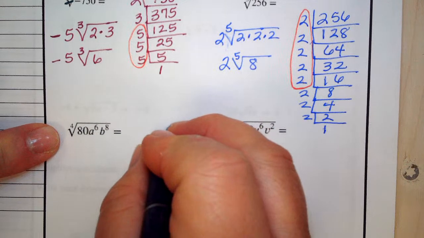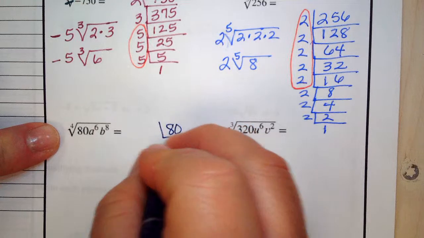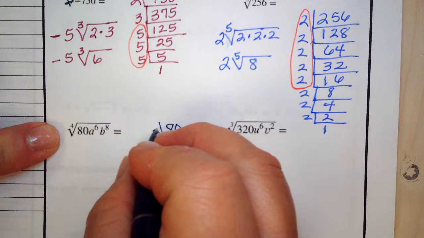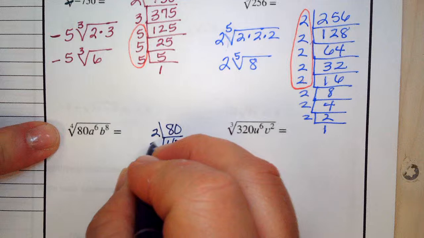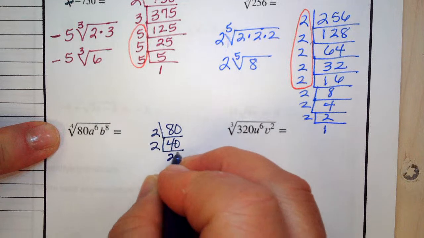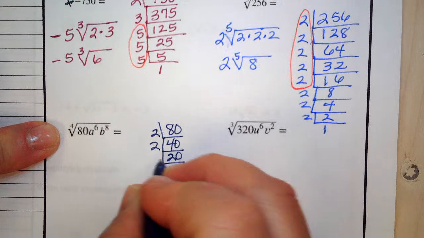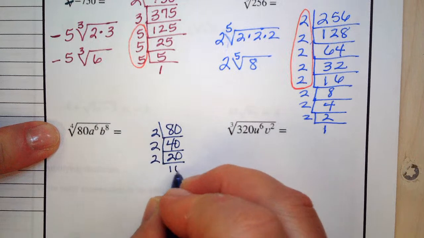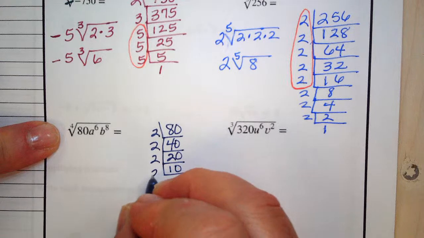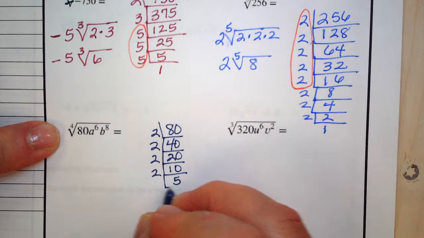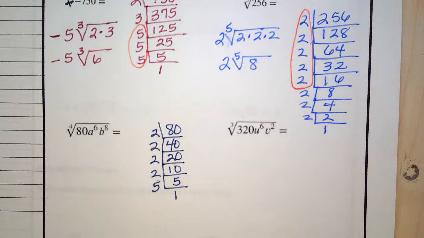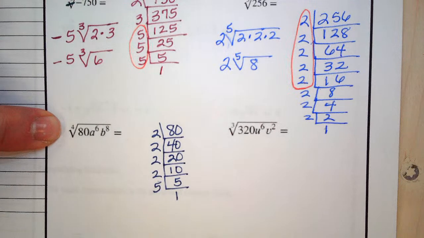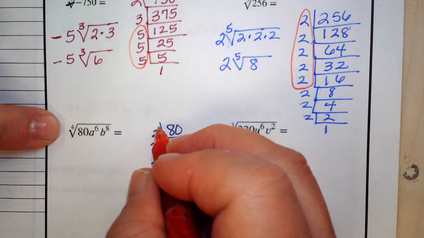What are the factors of 80? 80 is even. 80 divided by 2 is 40. 40 is even. 40 divided by 2 is 20. Once again, an even number. Divide by 2, I get 10. Divide by 2, I get 5. 5 is prime. 5 divided by 5 is 1. 1 and you're done. I'm looking for how many? 4 of a kind.